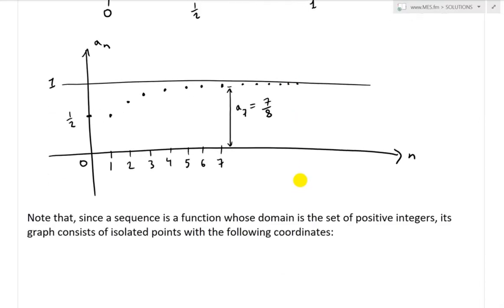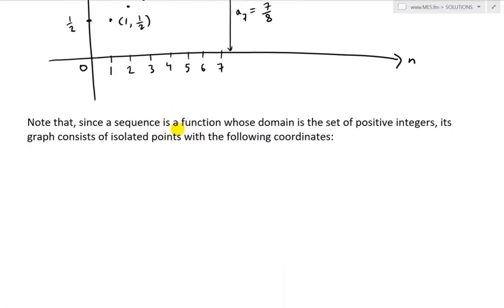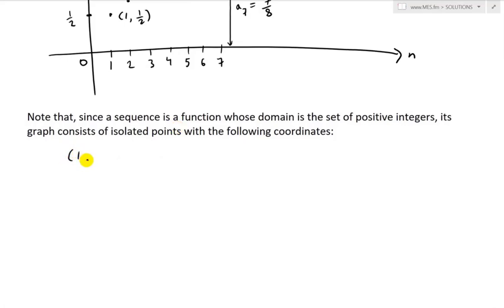Now note that since the sequence is a function whose domain is the set of positive integers, as you can see all these positive integers, its graph consists of isolated points with the following coordinates, as I drew above here. This one's going to be 1, 1/2. They're going to consist of something like this: 1, a1, and then 2, a2, and then 3, a3, and so on, dot, dot, dot, and then n, a_n, dot, dot, dot, keeps going on and on.